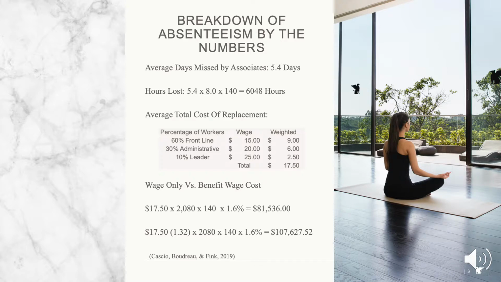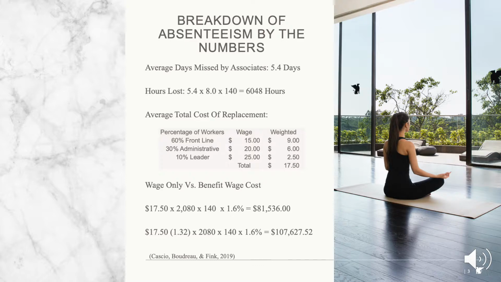To calculate the total cost of replacement, we take the percentage of workers in each area, which is 60% for frontline, 30% for administrative, and 10% for leaders. We multiply that percentage by their wage, which gives us a weighted average, which we then combine. We multiply this weighted average by the total work hours in the year, which in this case is 260 work days or 2,080 work hours. Then we multiply that by the number of associates and the average payroll cost percentage, which is 1.6%, to replace workers. This gives us a total of $81,536 for a straight wage-only cost.